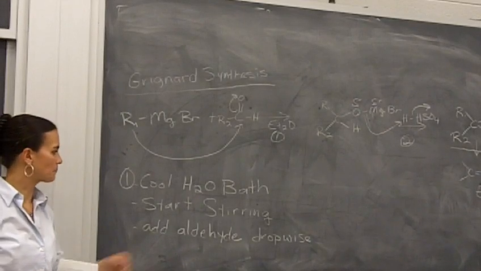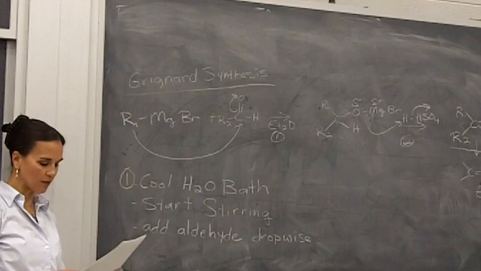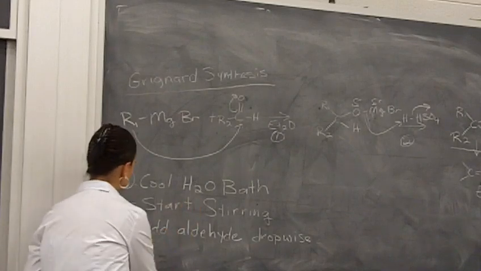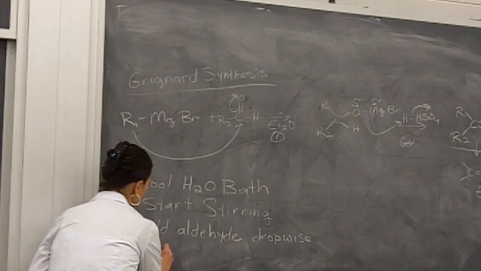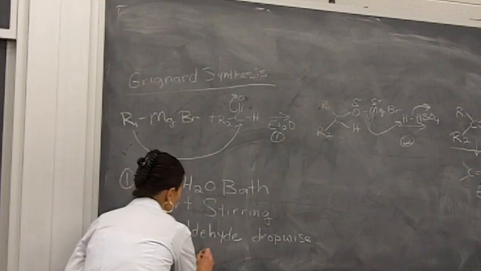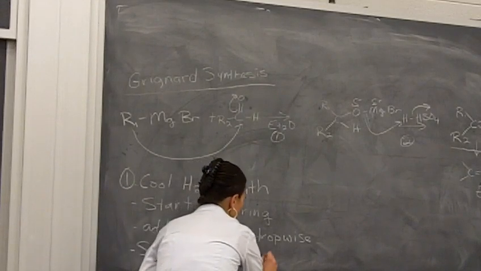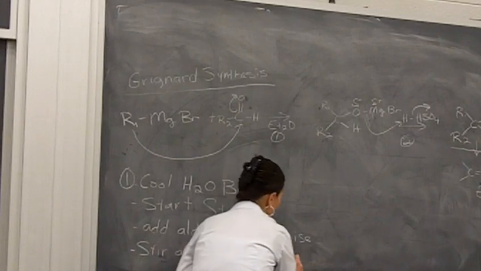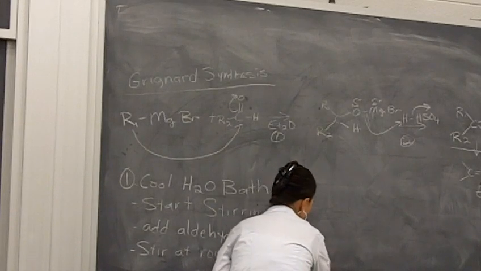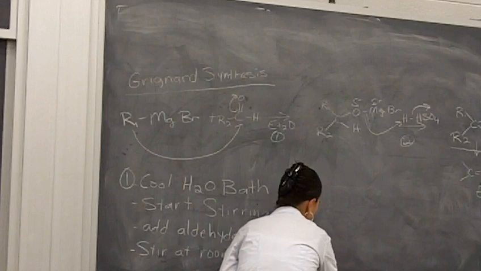Then once we add it dropwise, this one, we're going to stir at room temperature for 15 minutes. So we'll remove the cold water bath, and we're just going to stir at room temperature for 15 minutes.